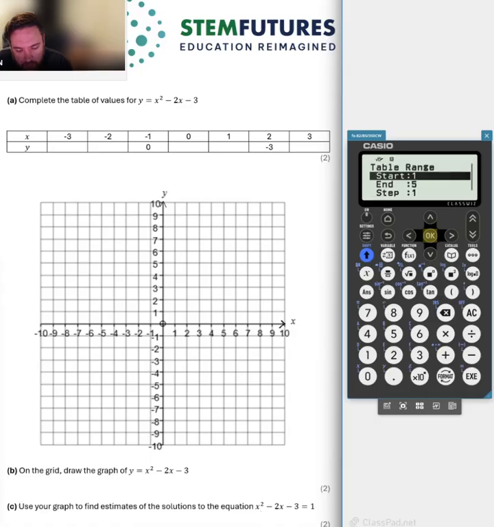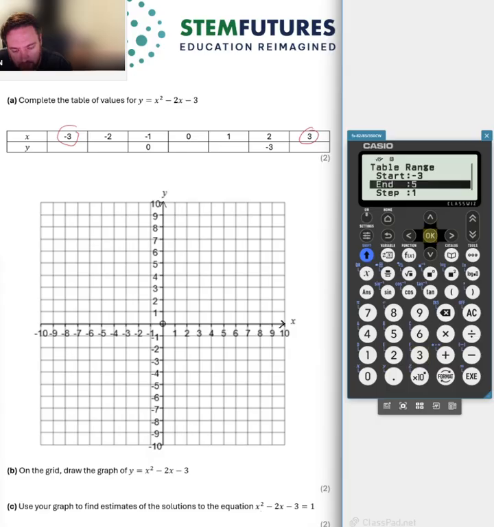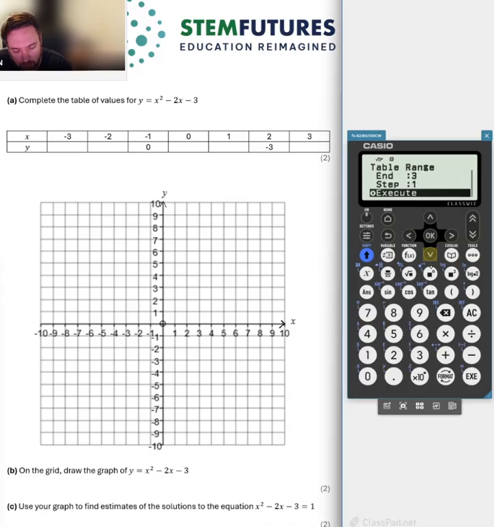So we click on the table range. The table range really is just what we go from and to. So the start is -3, and then the end is 3. The step is just saying that we want everything in between going up in ones across. Step is already set to 1. We go down and execute. There we go, it fills in the x values. It's a vertical table rather than a horizontal, but that obviously doesn't matter. If you go down, we can see we've got all of the x values, but we want the y values.